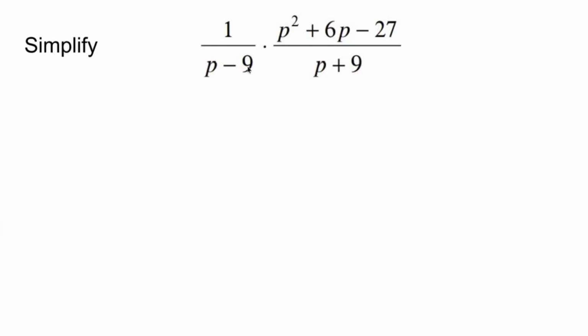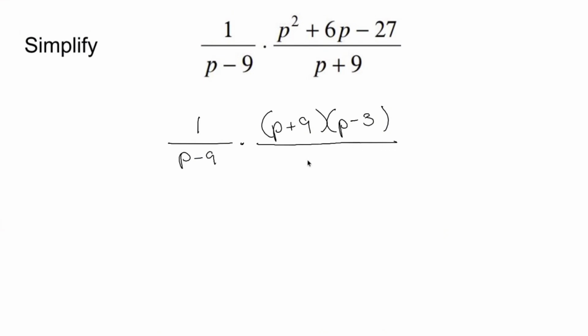Simplify 1 over p minus 9 times p squared plus 6p minus 27 all over p plus 9. Whenever you're multiplying two fractions together and you see polynomials, what you really want to do is factor as much as you can. There's nothing I can do about 1 over p minus 9. That's done. But p squared plus 6p minus 27 should factor: the two numbers that multiply out to negative 27 and add up to 6. Those two numbers would be p plus 9 and p minus 3.